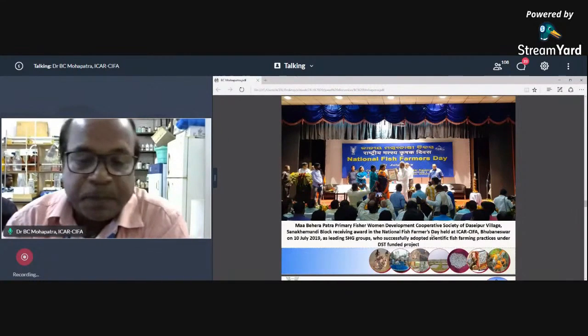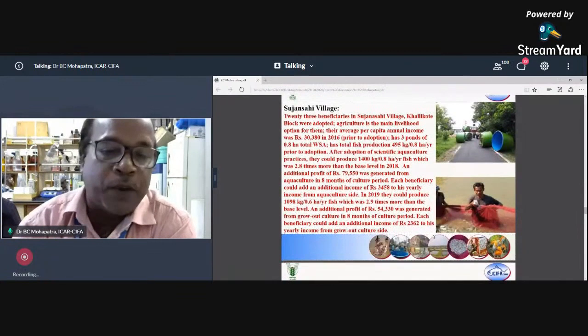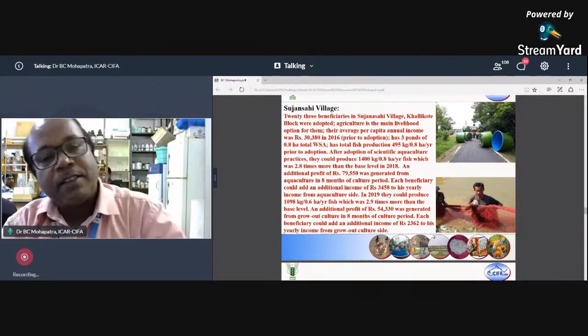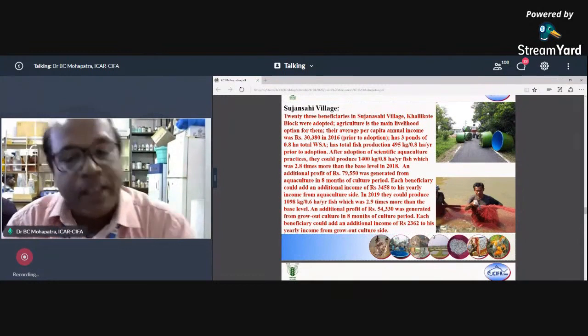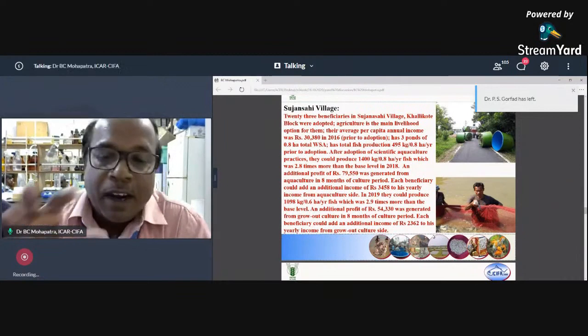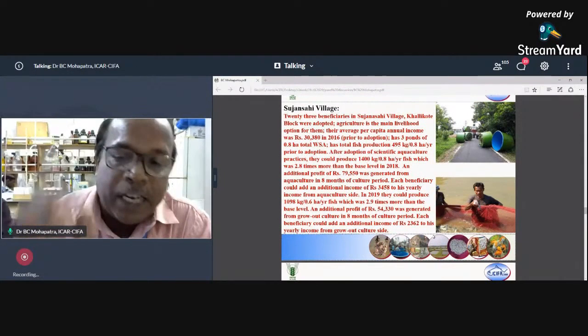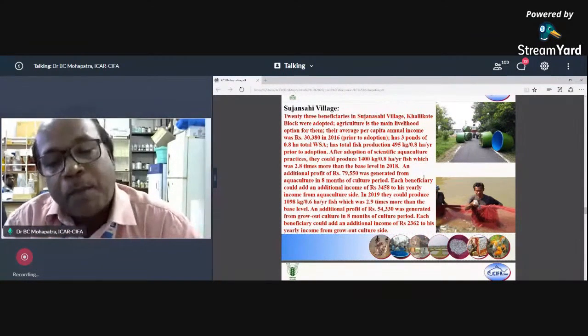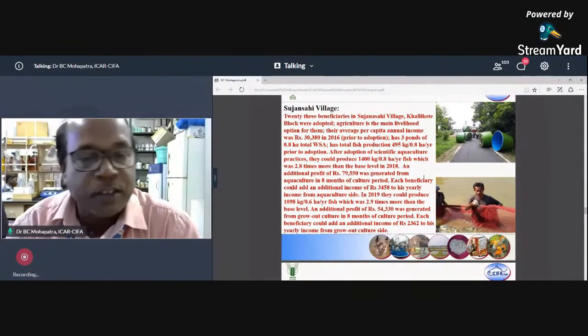Next. This is from the DST project only. Another village, Sujan Sai village. Same thing, a poor village having hardly 50 persons. They were adopted, and they also adopted our fish seed rearing, fish seed production and culture. They also increased production from their culture area by 2.9 times. Next.